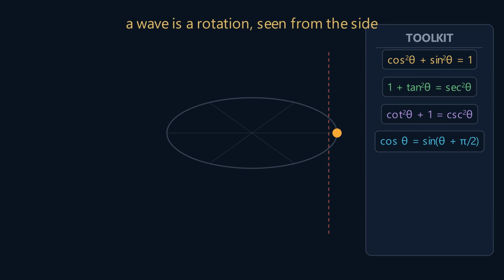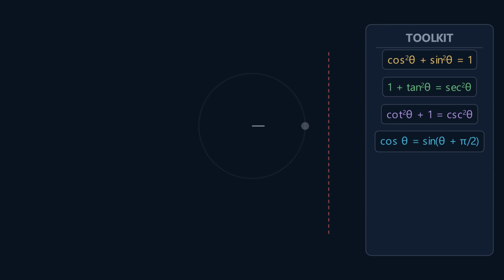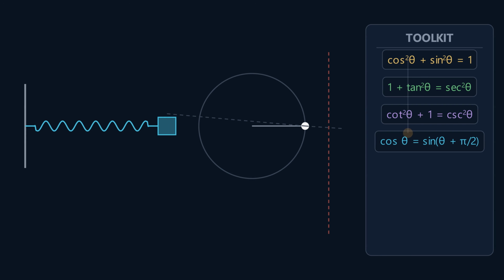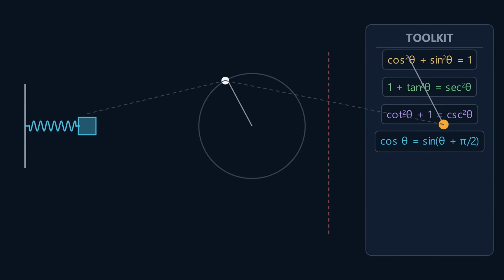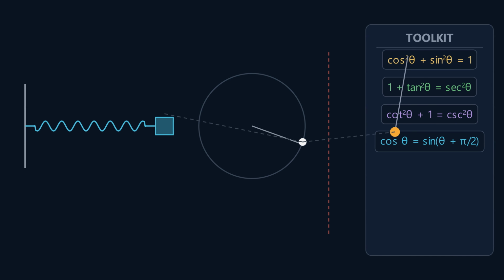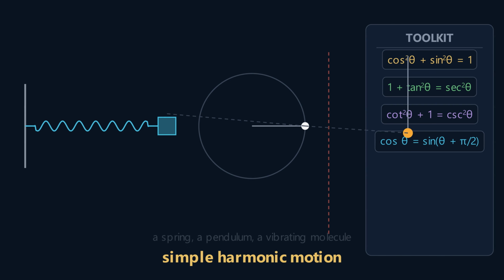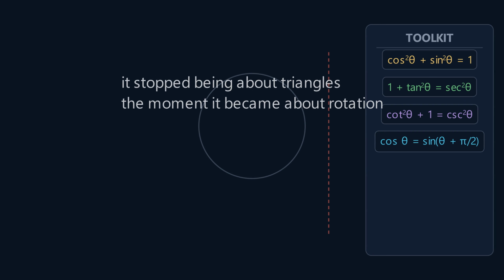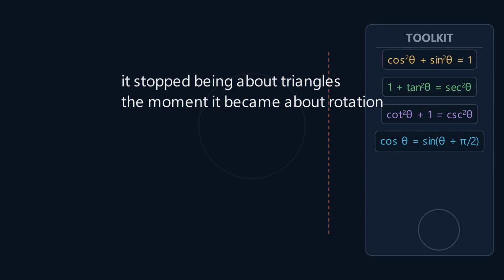Same motion, different viewpoint. That shadow of circular motion has a name, simple harmonic motion, a mass on a spring, a pendulum with a small swing, a vibrating molecule. All of them trace a sine wave in time, because all of them are, mathematically, the shadow of something going round. And that is the whole reason trigonometry escaped from geometry.